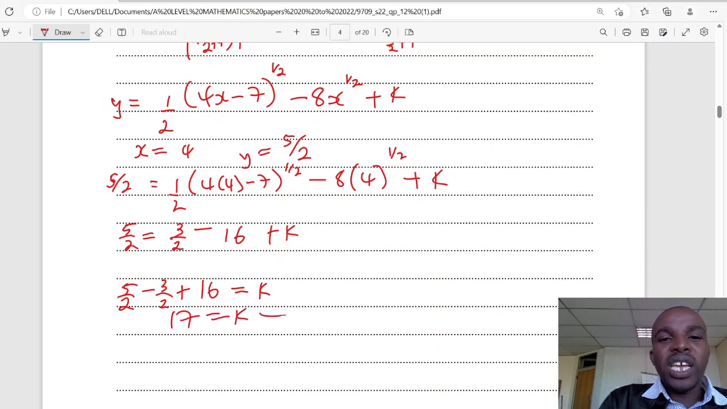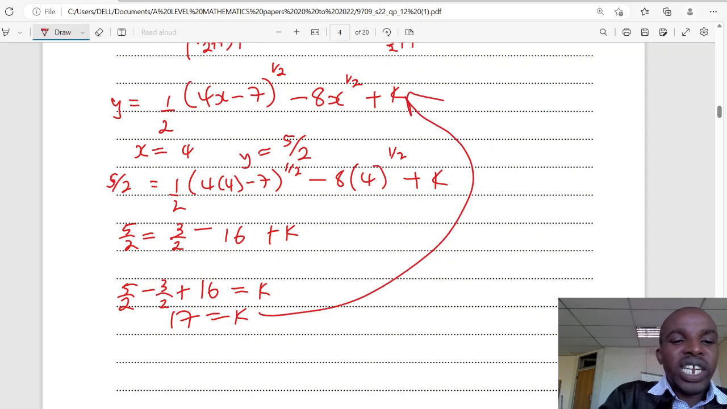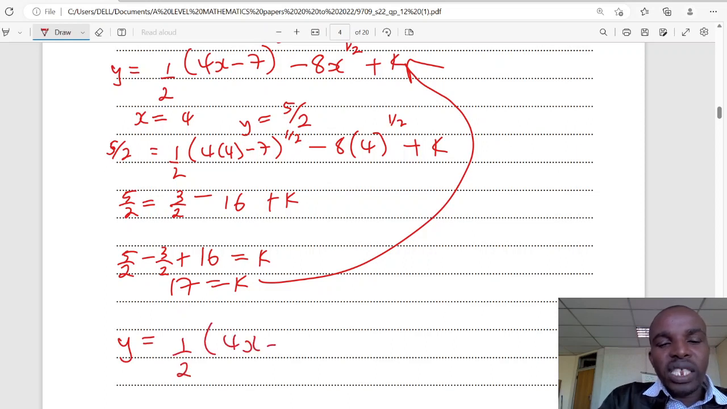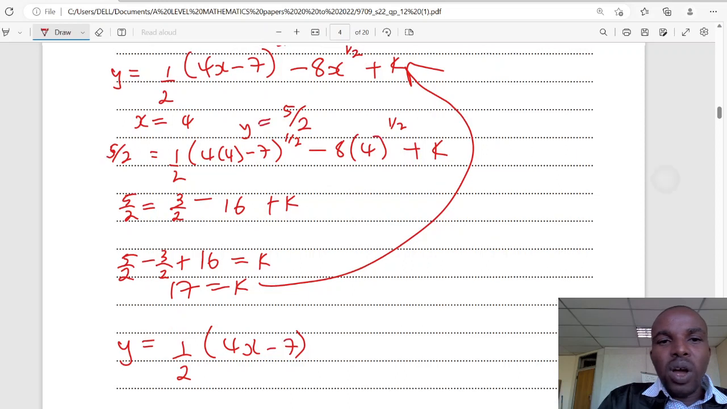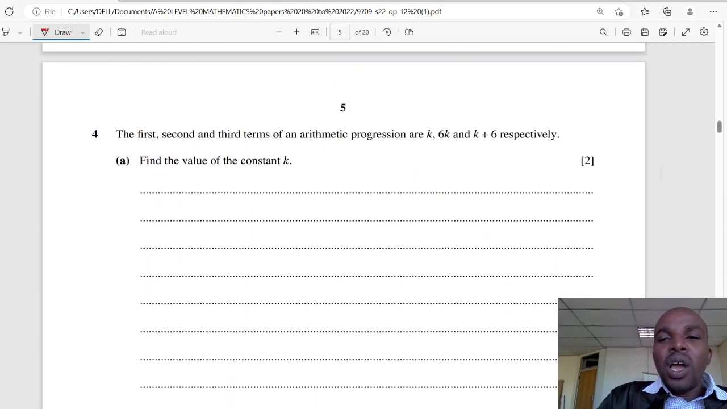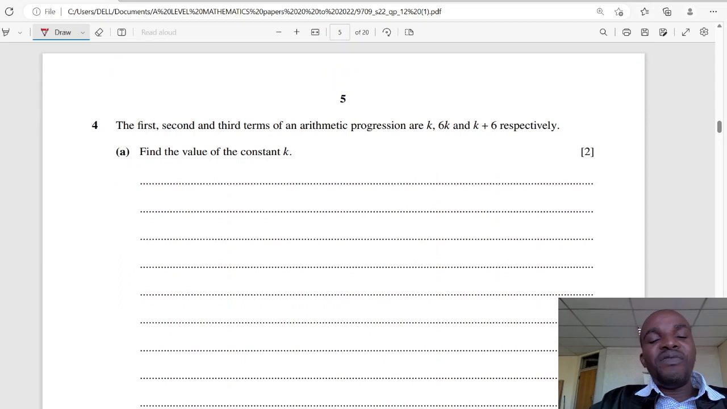Now you take this value of k, you replace here. You have your equation of the curve. So it will be y is equal to half, then (4x minus 7) to the power half, then minus 8x to the power half, then plus 17. This will be the equation of the curve. Done. Question number 4.